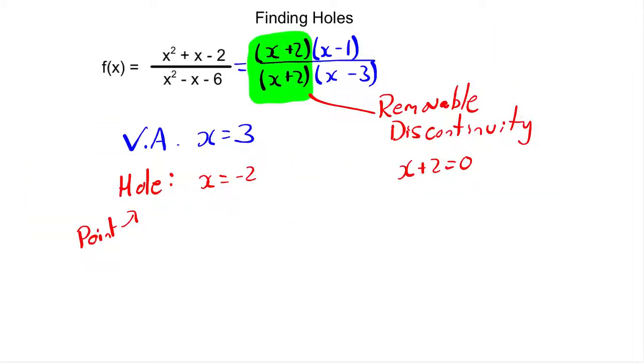So factors that make the denominator 0: any factors that can't be removed will give you a vertical asymptote. Any factors that can be removed with the numerator will give you a hole.